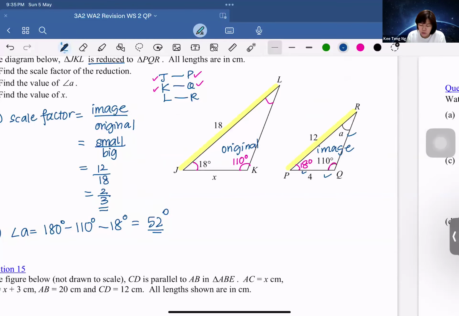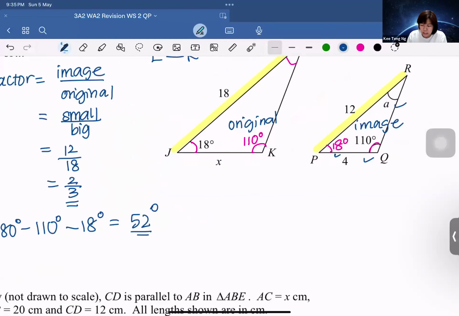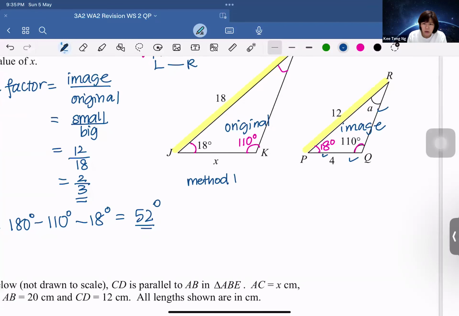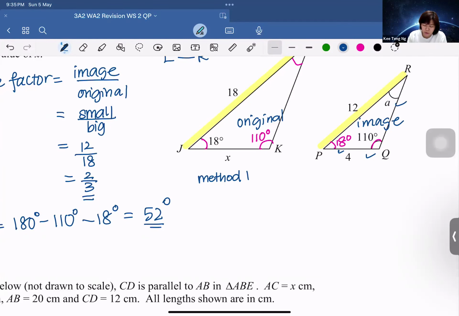Next, find the value of x. So in this case, we've got two methods. Method one, we can use our scale factor to find a ratio, small over big. Right? So according to our scale factor, the ratio small over big, what do we have here? The ratio is 2 over 3.